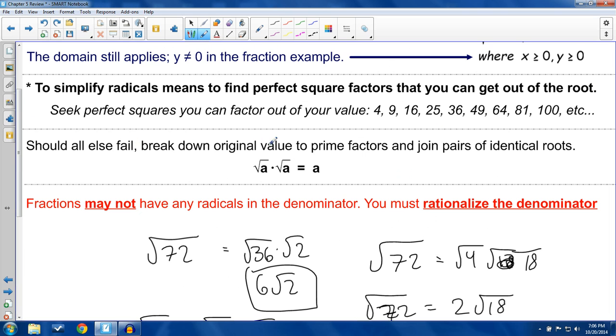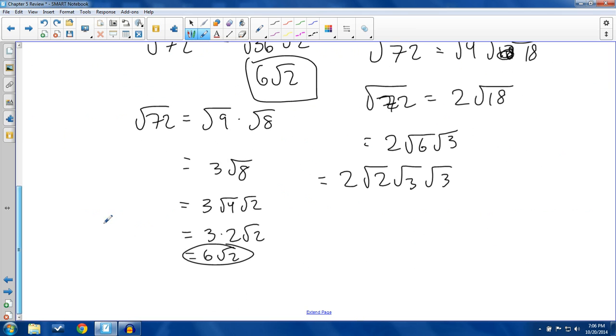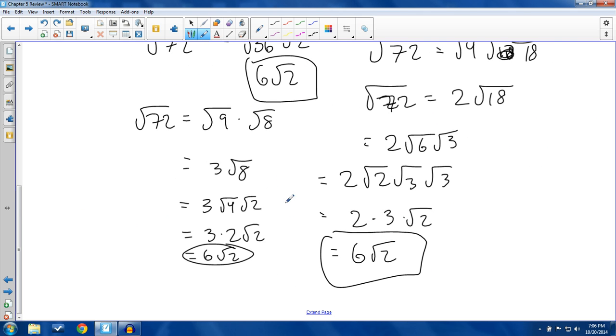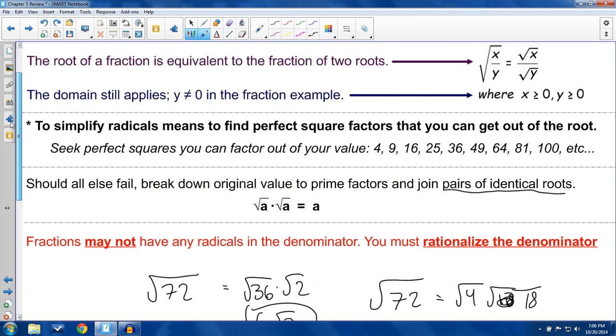Should all else fail, break down the original value into prime factors and join pairs of identical roots, like the square root of a times the square root of a equals a. Well, the square root of 3 times the square root of 3 equals 3. So this is 2 times 3 times root 2, which is still 6 root 2. Okay? So those are your different ways of making sure that you get the right answer out. You should always get 6 root 2 for the square root of 72.